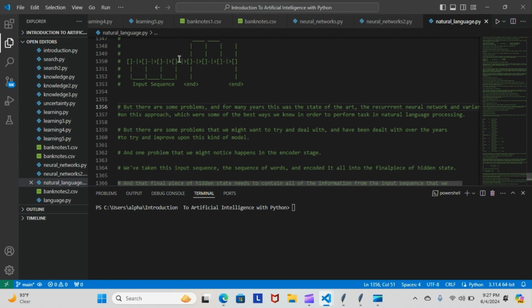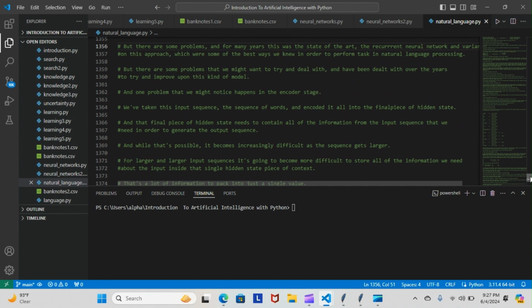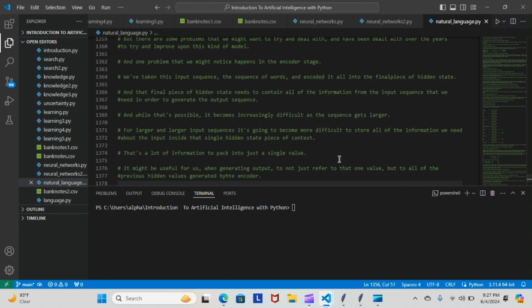One problem we might notice happens in the encoder stage, this stage here. We've taken this input sequence, the sequence of words, and encoded it all into the final piece of hidden state. This piece right here is the final piece of hidden state for the encoder. And the final piece of hidden state needs to contain all of the information from the input sequence that we need in order to generate the output sequence.